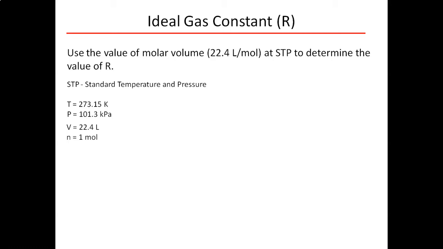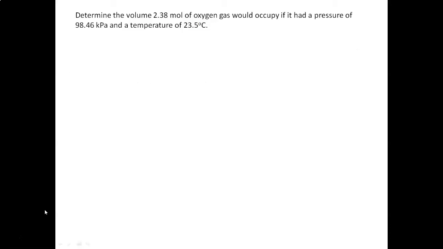So we have a relationship between all of our values. This will allow us to solve for the value of R. First we'll take the equation and manipulate it, then we'll substitute our values in, and we get a value of R of 8.314 kilopascal liters per mole Kelvin. So this is our value of R in all cases. Now let's take our values and solve. Here we want to know the volume of a certain amount of gas at a given temperature and pressure.